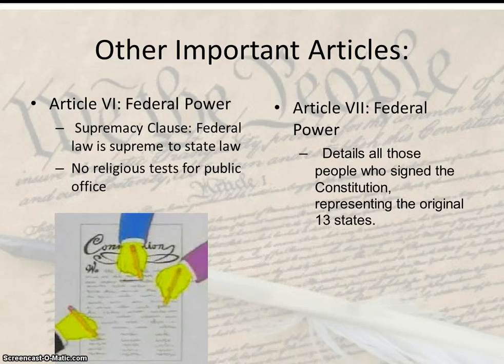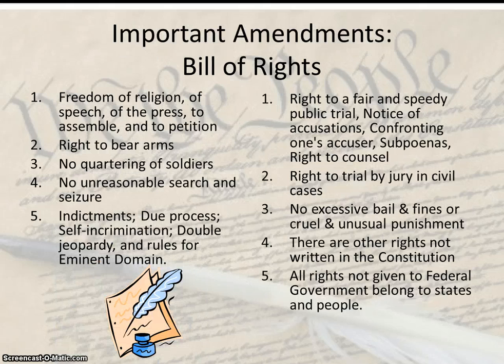Article 6 is federal power. So it's your supremacy clause, that federal law is supreme to state law. So you can't have a state law that is going to contradict or go beyond what a federal law does. And it also includes that there are no religious tests for public office. In Article 7, you have the ratification. It details all those people who signed the Constitution representing the original 13 states.